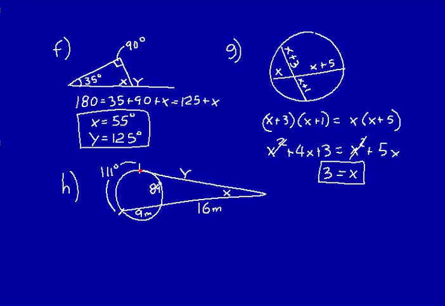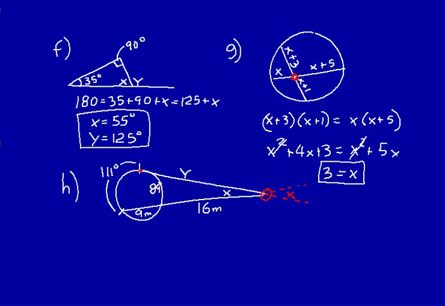See, this problem is similar to G, except in G the line segments intersected inside the circle. We could pretend like we continued these line segments off on practice problem H like that, and so we could say that angle's x as well because vertical angles are equal. Those line segments are intersecting outside the circle.